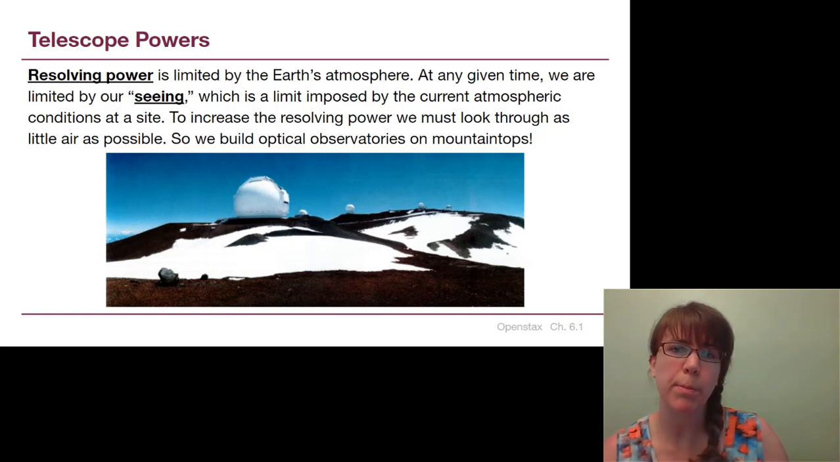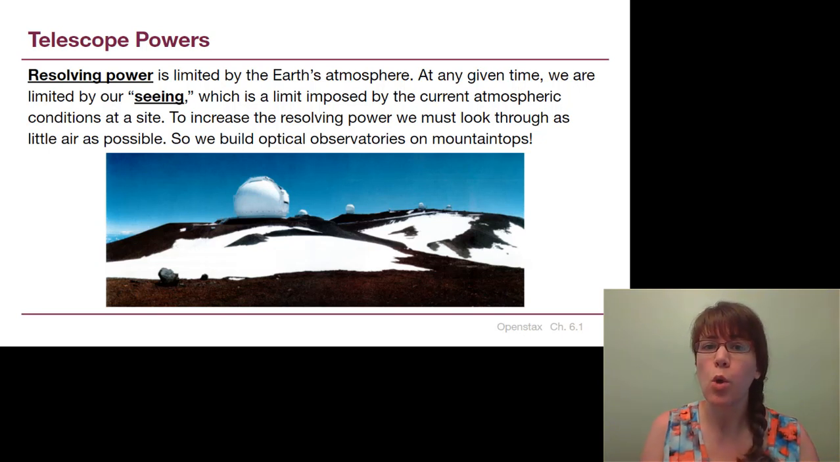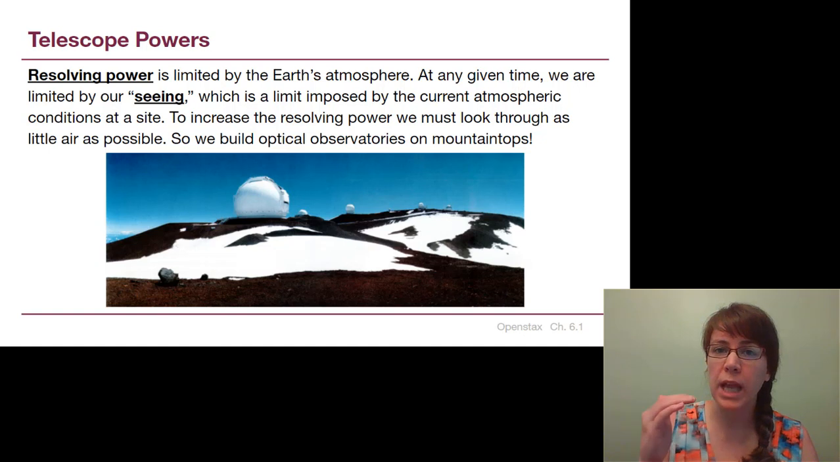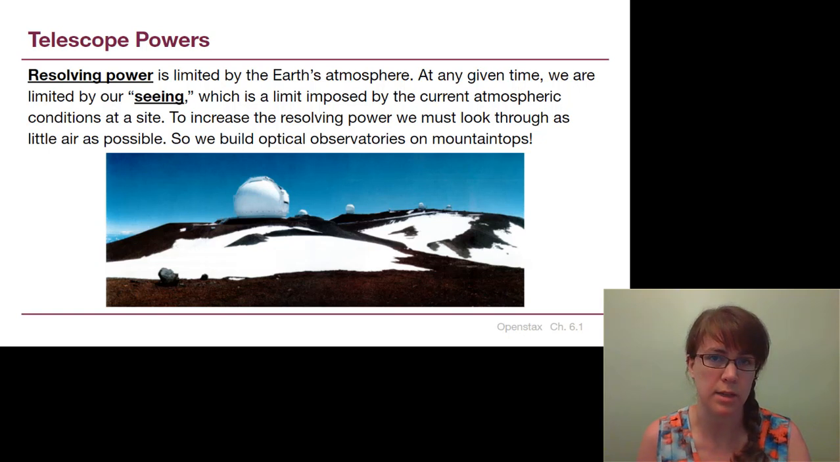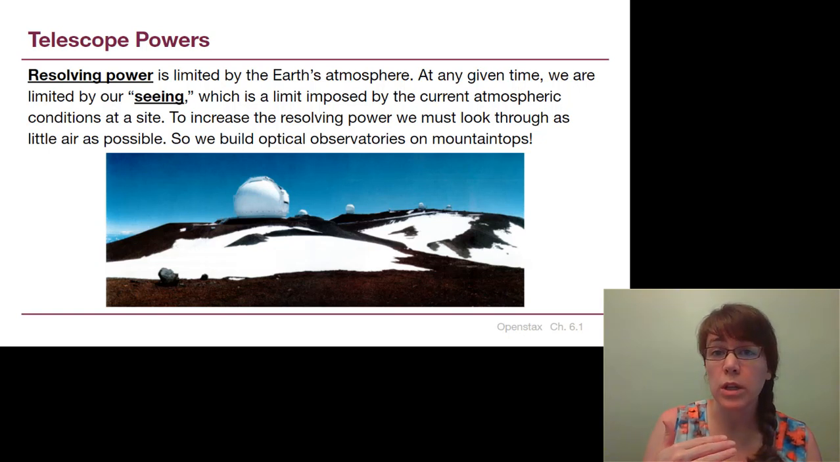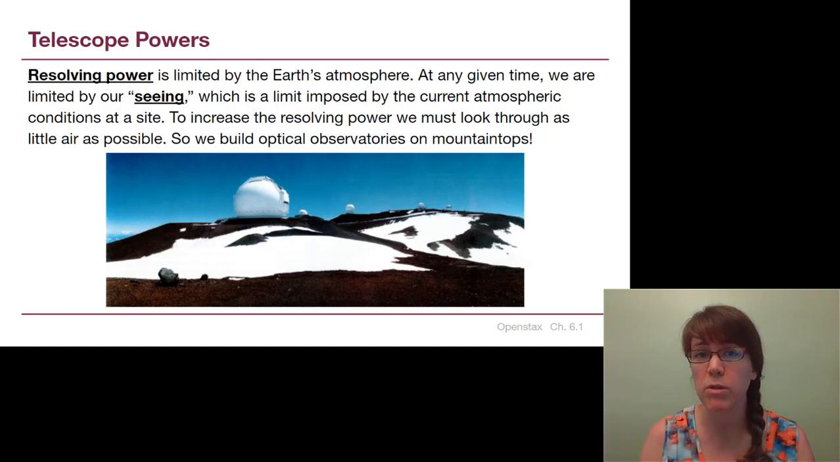There's a word that's going to come up often enough that we need to understand it: seeing. When an astronomer talks about the seeing at a particular location or the seeing on a particular night, what they're talking about is the atmosphere-imposed limit on the small detail structure that they can see, which might be worse than what the telescope and the equation involving the telescope would tell us it is. So if we put our optical telescopes, our visible light telescopes, on top of mountains, there's physically less air between us and space, and that is a major improvement to the seeing.